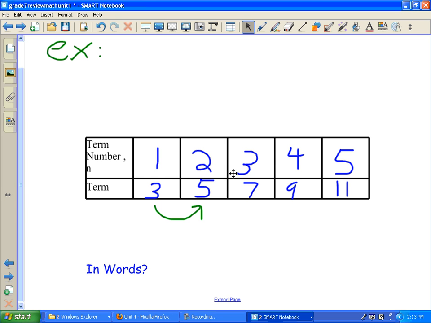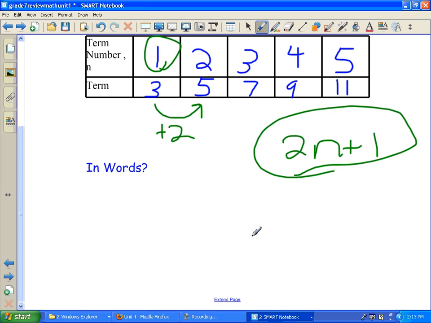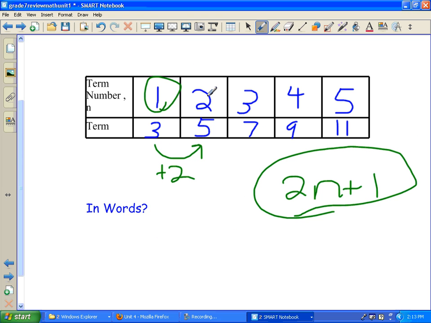Here's another example. We're going from 3 to 5. So you're going to add 2 on each time. So it's going to be 2n. Now plug one of the numbers in. 2 times 1 is still only 2. We need 1 more to get to 3. Now, we take that and plug in another one. So let's plug in 2. So we have 2 times 2 is 4, plus 1 more will give you 5. So we know our answer is right.